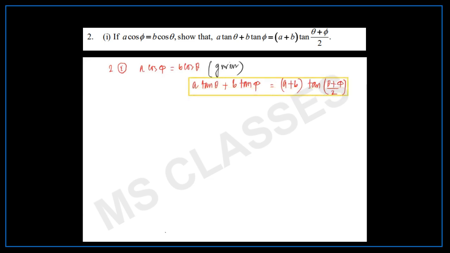Now for the LHS, what you have is A tan theta plus B tan phi. If you think about this, A tan theta means A sin theta by cos theta, and B tan phi means B sin phi by cos phi. So we can find something from the given relation. How? Let us see that. So let us start from the given information right now.